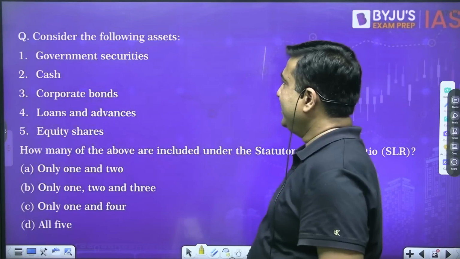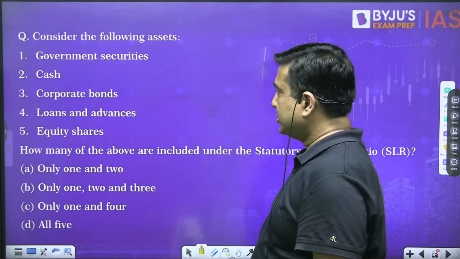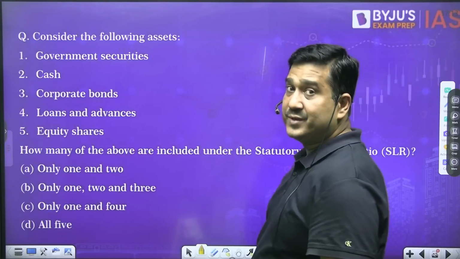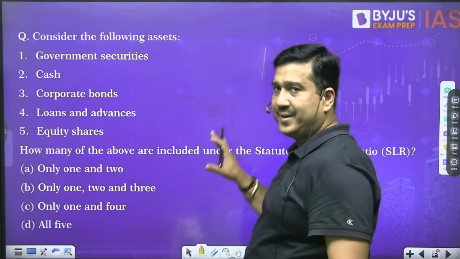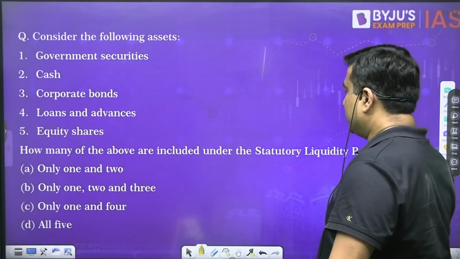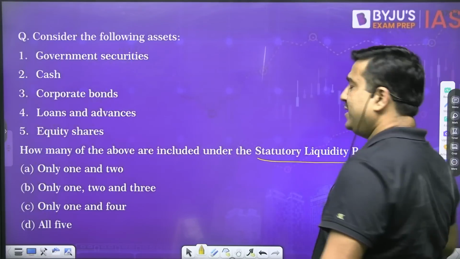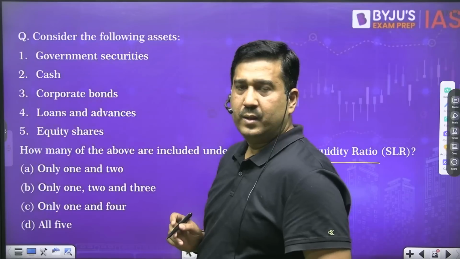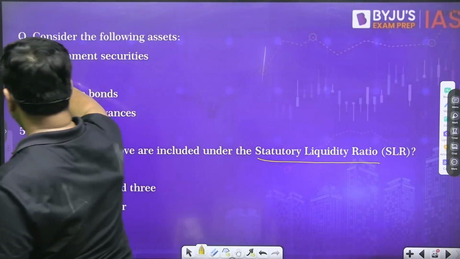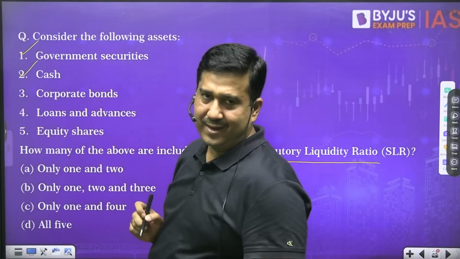Consider the following assets. First, government securities, cash, corporate bonds, loans and advances, equity shares. These 5 types of assets are given. How many of the above are included under the statutory liquidity ratio? Very simple question. If you look at these 5 assets, only first and second, these two are included under SLR.